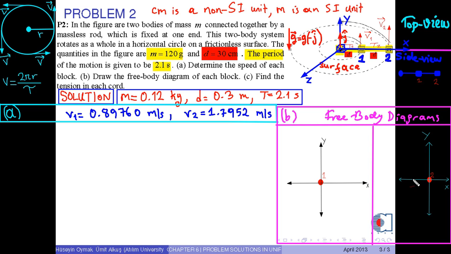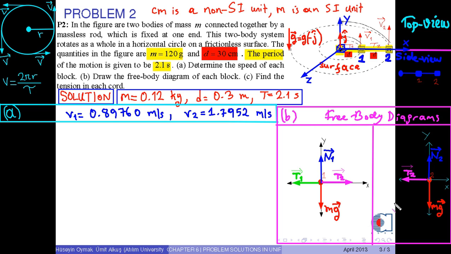Hence, the gravitational forces on the bodies are drawn like this, with the magnitude of m times g. Furthermore, normal forces acting on each body due to the frictionless surface are easily drawn perpendicular to the surface. Finally, the tension forces acting on each body are drawn like this, so that for the related cord and the related body, the tension force vector has its tail on the body and its direction points along the cord.